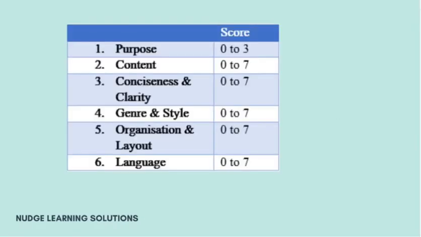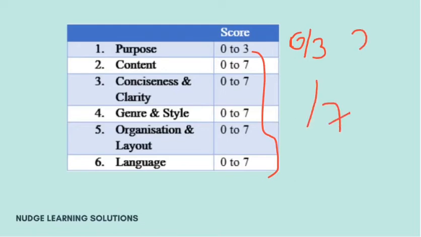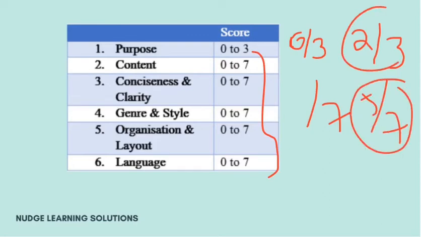Accordingly, you will be given a score. For example, for purpose, you will be given marks out of 3, and for all other components you will be given a mark out of 7. So at least you will need 2 out of 3 and 5 out of 7 to get a B band in the OET exam. So this is the general structure of the writing test in OET.